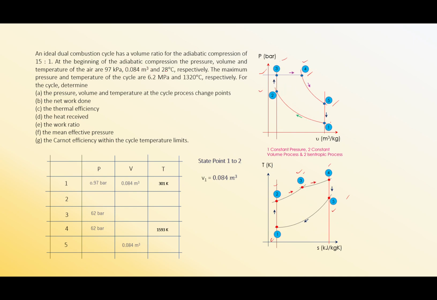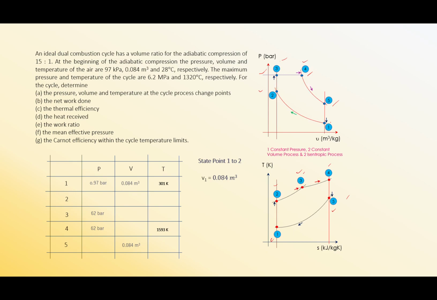From there we can find out the mass of air. And then they have given us the temperature, 28 degrees Celsius. When you add 273, you get an absolute temperature of 301 Kelvin. Those values, 97, 0.084, and 28 degrees C, refer to state point 1.